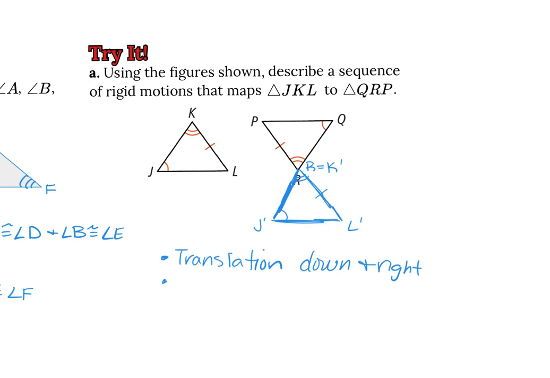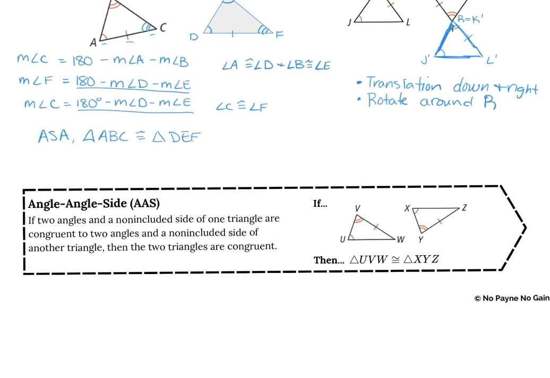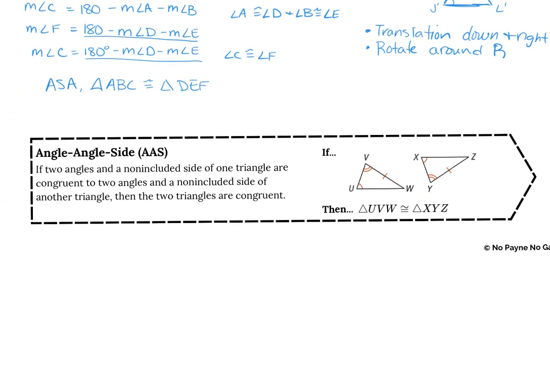Okay, and then finally I would rotate around R. Right, angle, angle, side. So if I am given two angles and then a side, I would be able to prove congruency.